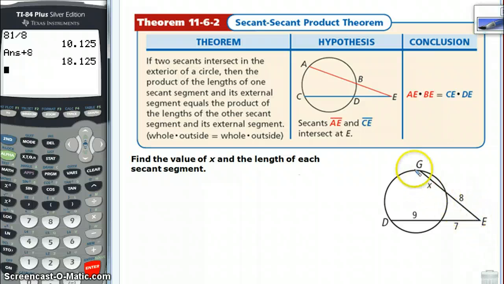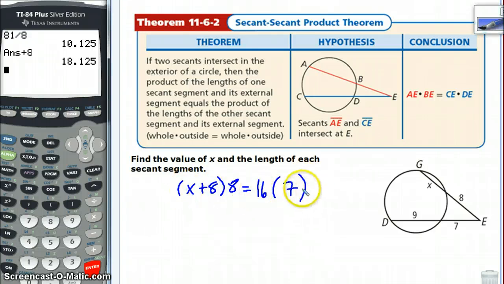So the entire length of this secant right here is x plus 8. So we're going to write that down here, x plus 8. And we're going to multiply that by the external part, 8. And then we set that equal to the entire length of this one, which is 16, times the external part, which is 7. I'm going to make my life easier before I get started and divide both sides by 8.